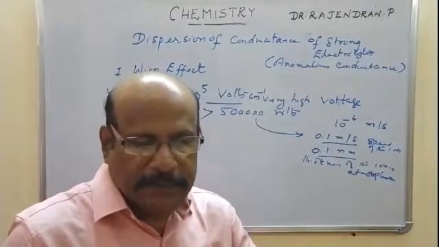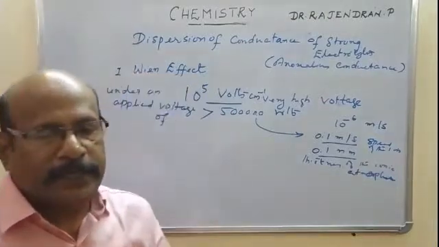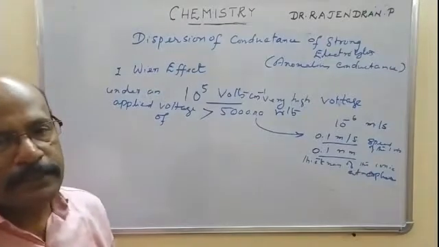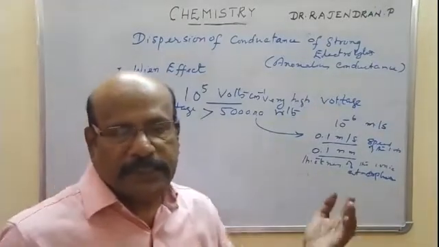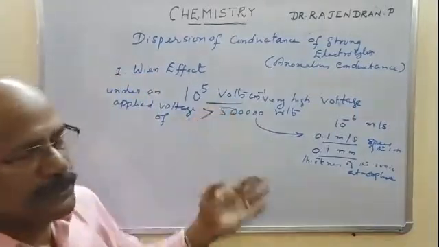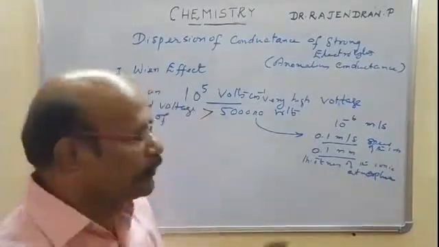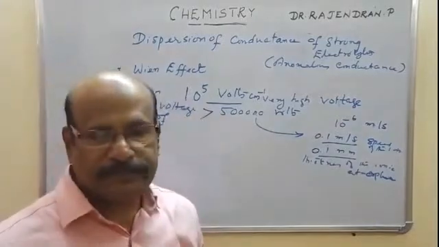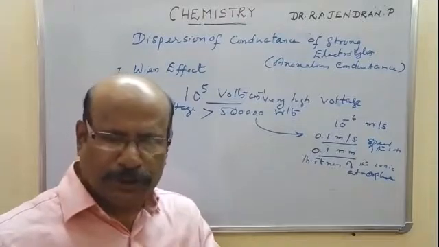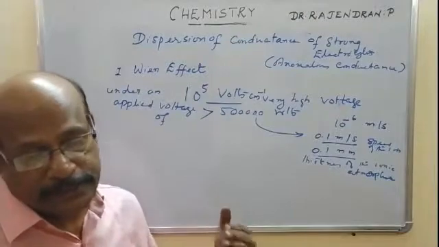So at this stage, the electrolytic conductivity shown by the ion is much greater than that suggested by the Debye-Onsager equation. And this increased conductance of the electrolyte under a high voltage of the order of 10 raised to 5 volts is called the Wien effect. The definition is very simple: the high conductance shown by the strong electrolyte as against the Debye-Onsager theory.